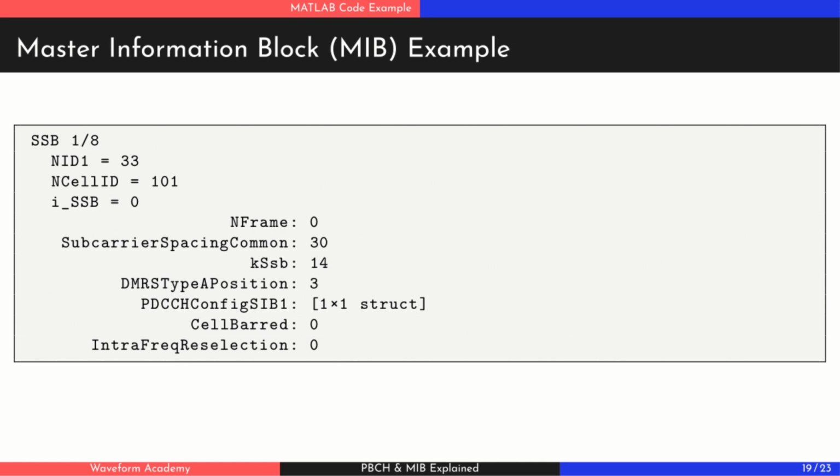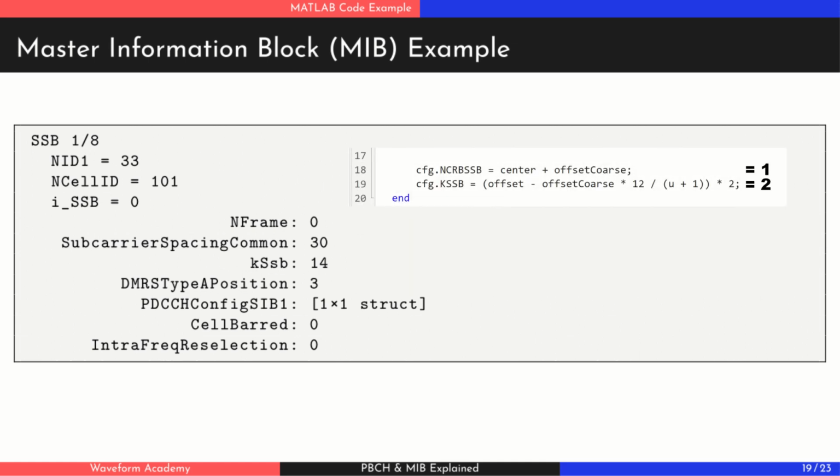In the console output, we can see the decoded MIB for each SSB. The first parameter is N frame, the system frame number. Next is the subcarrier spacing for common channels like PDCCH and PDSCH. The kSSB parameter equals 14, which differs from the value set in the SSB transmitter configuration because it also incorporates the NCR-BSSB parameter using the formula shown on the screen.